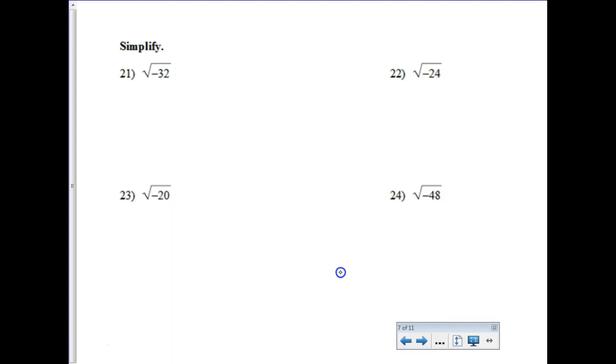Okay, we're simplifying radicals, square roots only, but with i's, because they have negative answers here.